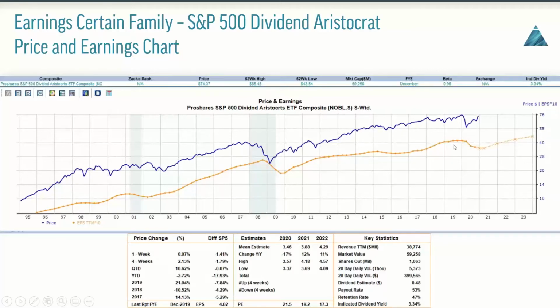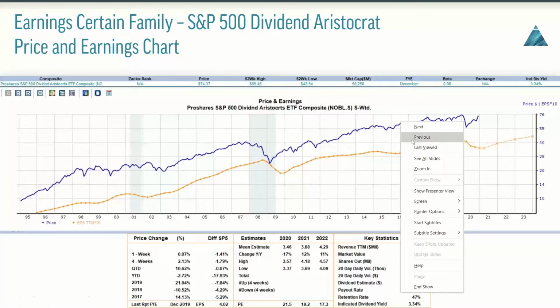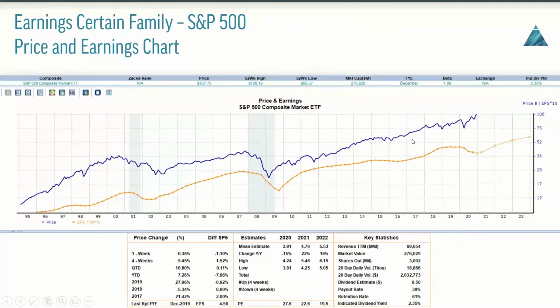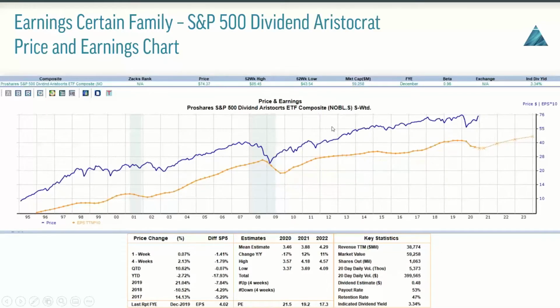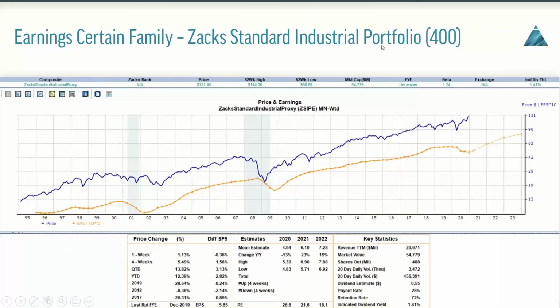Same type of exacerbation of the economic cycles with regards to these earnings troughs. And if I go back even one more to the S&P 500, don't blink because you'll miss it. It looks very, very similar. So all we did here with the standard industrial portfolio is we stripped out the baskets of securities that tended to skew the market in terms of causing these massive recessionary earnings troughs the most.